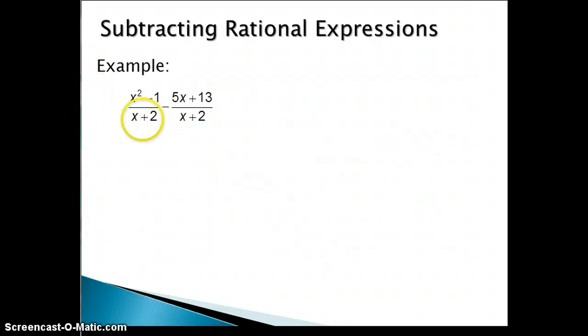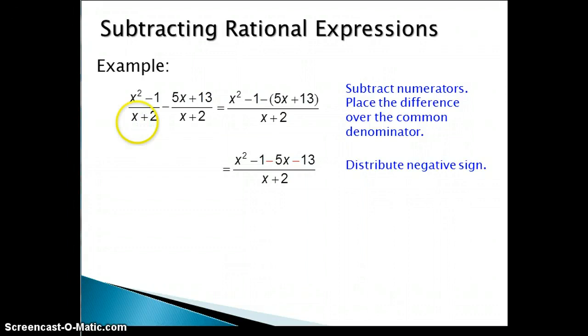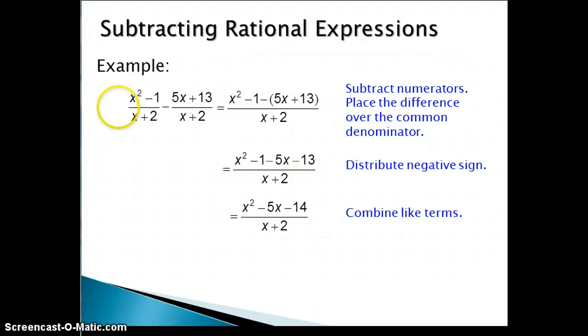So here's an example. The common denominators here are x plus 2, so that's going to be the denominator of our answer. And we will place the difference between the numerators above the common denominator. Now notice I put parentheses around the numerator of the second fraction because we need to subtract the entire numerator, not simply the first term of that numerator. So we would distribute that negative sign through so we can get rid of the parentheses, so that we can combine like terms. So that will give us a negative 5x and a negative 13. And when we combine like terms, we have x squared minus 5x minus 14 in the numerator.